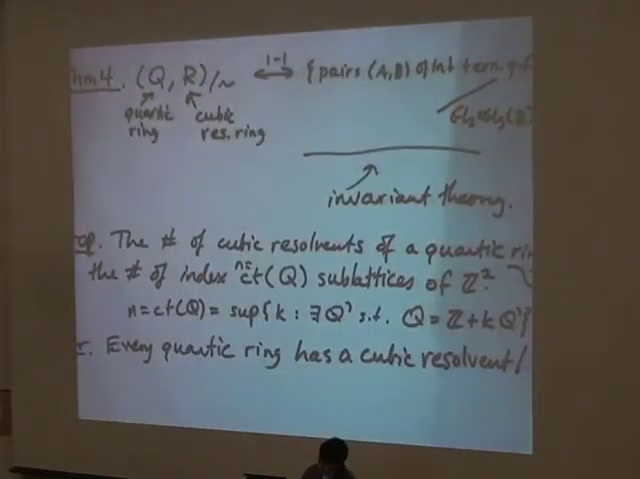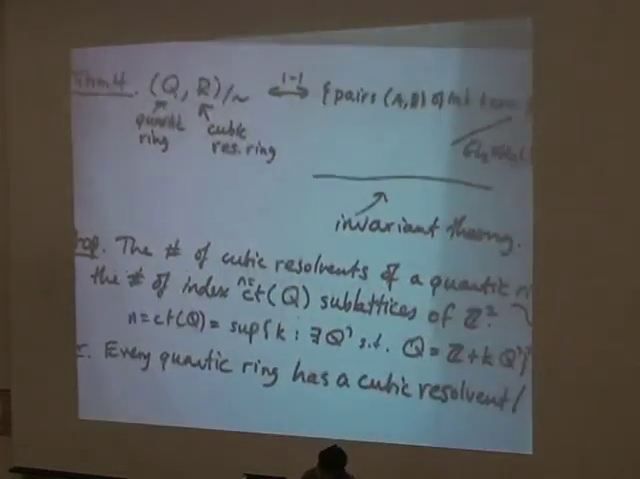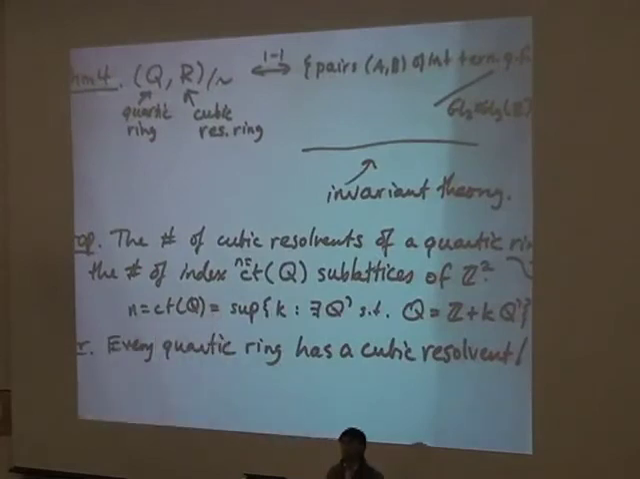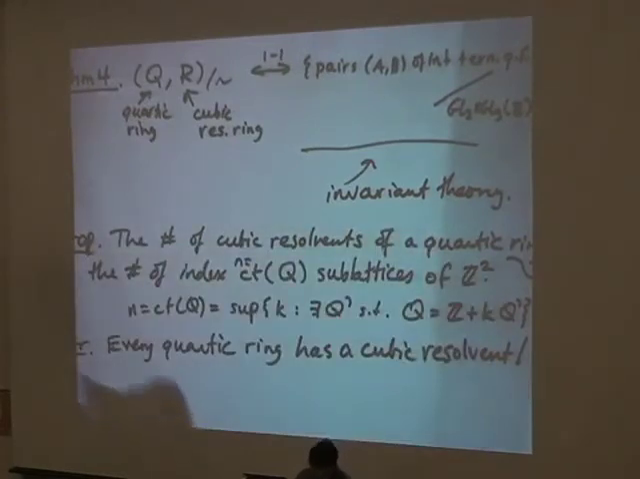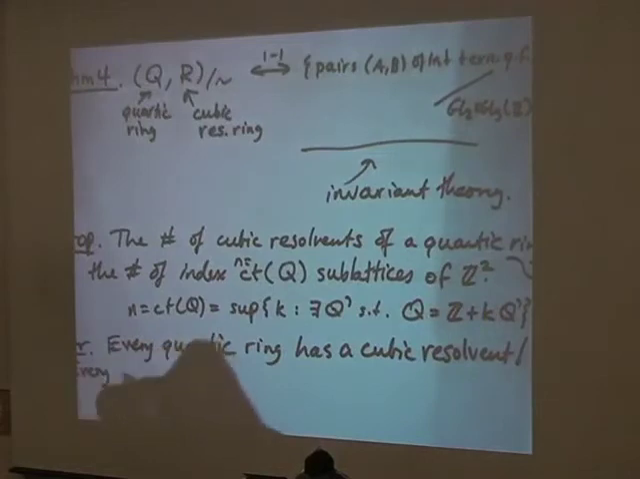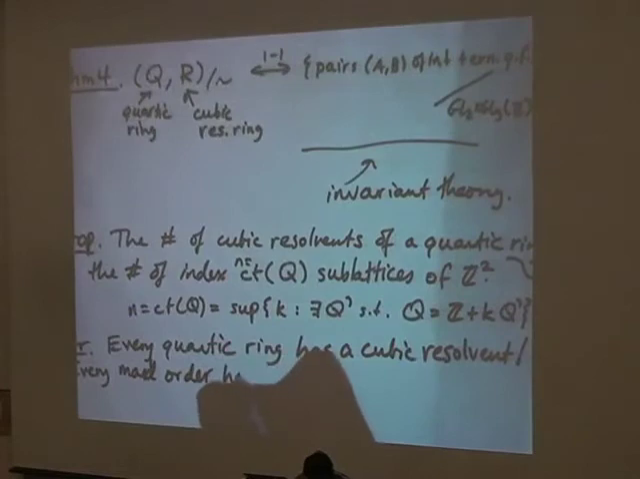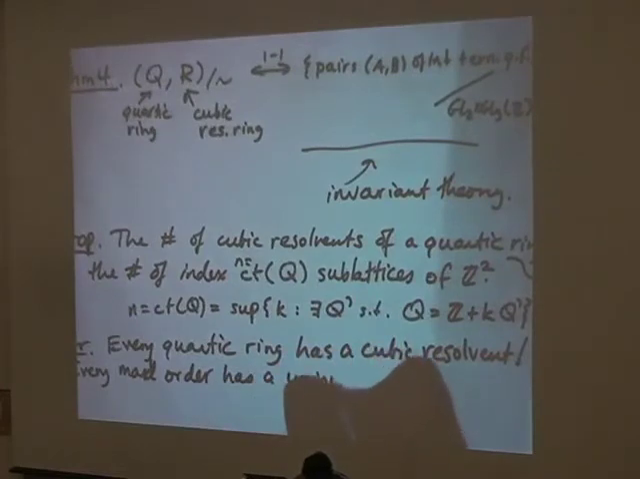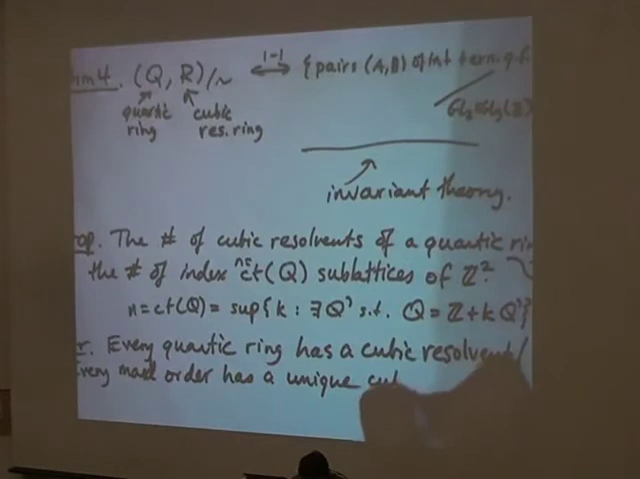But once this theorem is established, you can do invariant theory to show that you always have a cubic resolvent. And if your content is 1, for example, if you're the ring of integers in a number field, then the number of index 1 sublattices of Z^2 is just 1. And so for maximal orders, in other words, for rings of integers in a number field, there's a unique cubic resolvent. That's what this shows. It's not obvious just by thinking about it algebraically, but this invariant theory shows that every maximal order has a unique cubic resolvent.